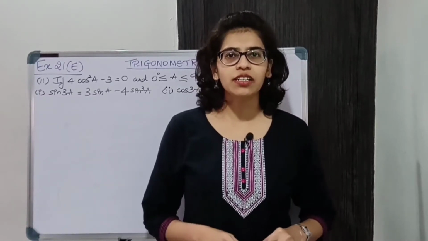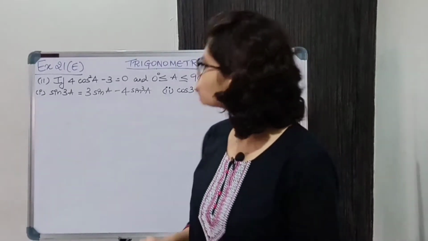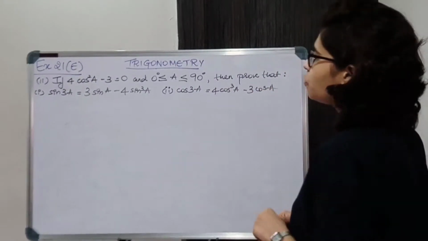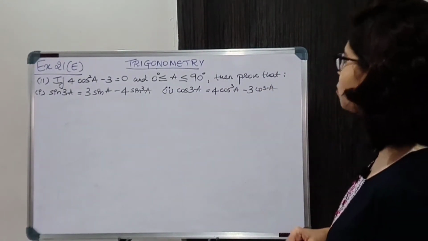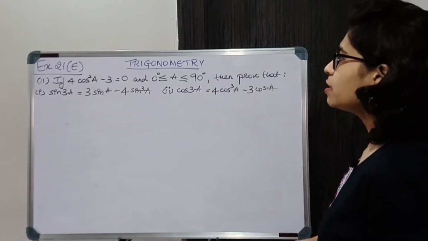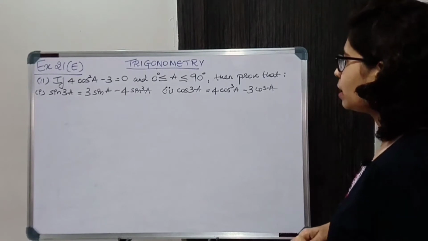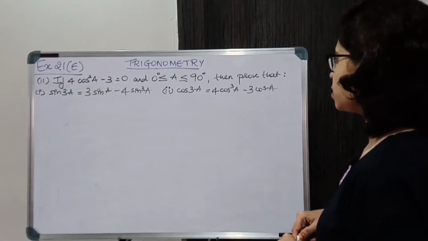In this video, we'll continue with exercise 21E from chapter trigonometry. So starting with question number 11, if 4 cos square a minus 3 is equal to 0 and a is greater than or equal to 0 and less than or equal to 90 degrees, then prove that first part sin 3a is equal to 3 sin a minus 4 sin cube a. Second part cos 3a is equal to 4 cos cube a minus 3 cos a.